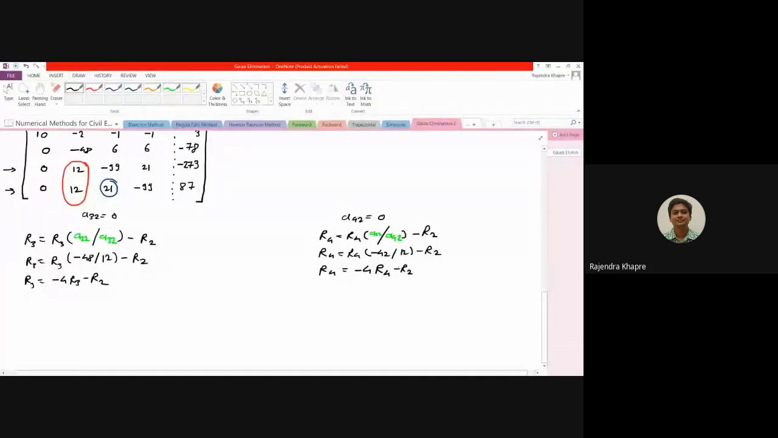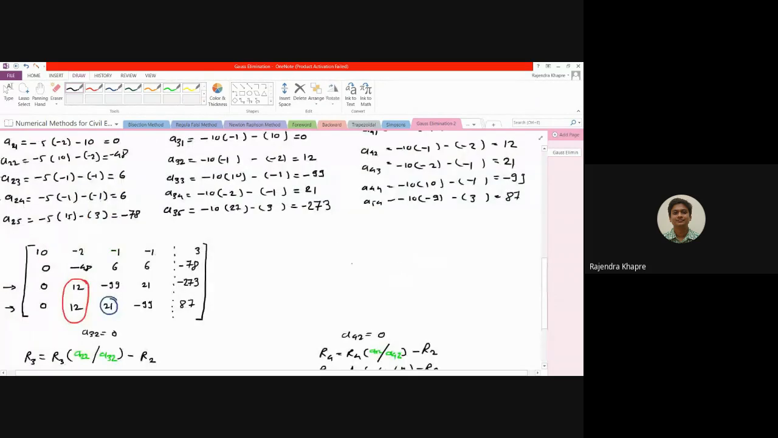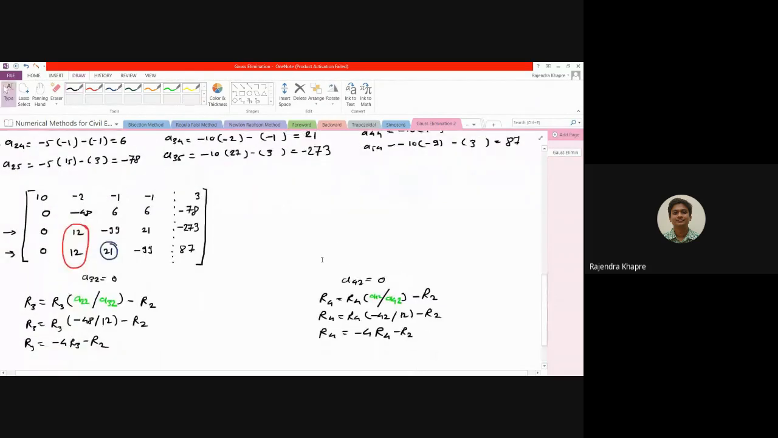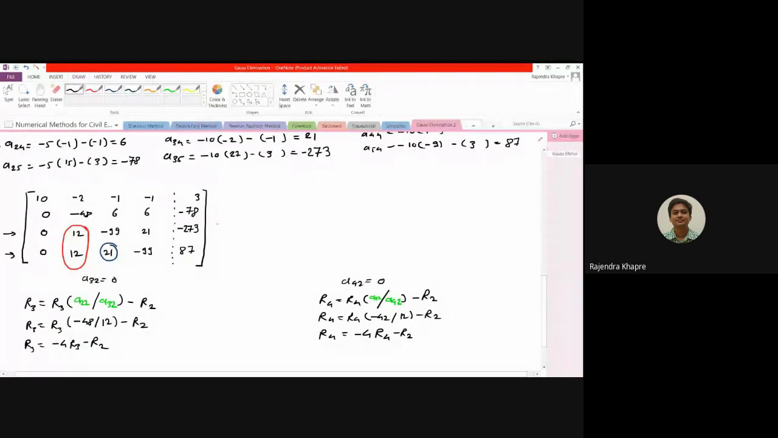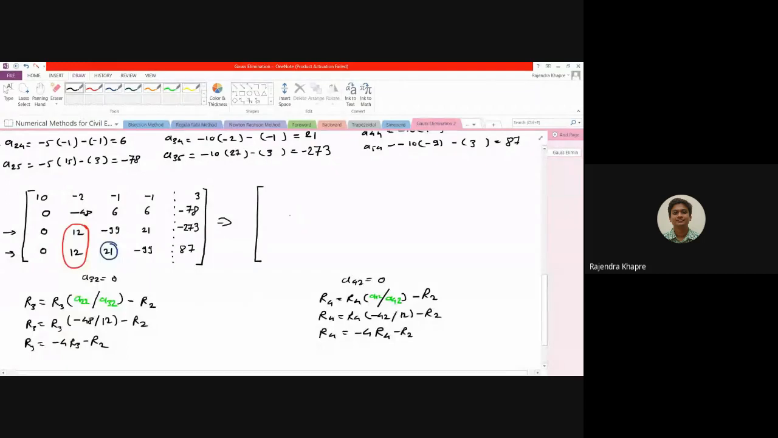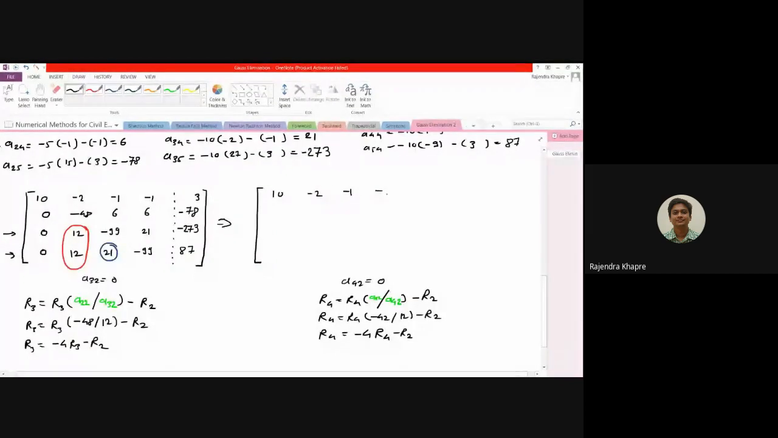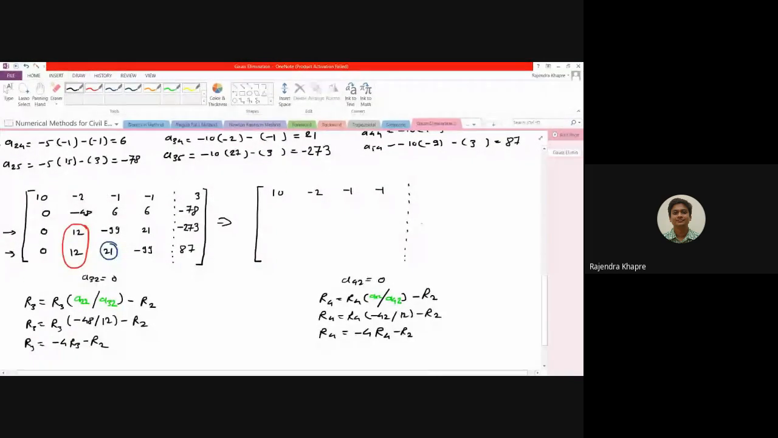So your original matrix is going to remain the same as far as the first row and second row are concerned. They are not going to change, because we are operating only on the third row and fourth row. So this will remain the same. This is 10, minus 2, minus 1, minus 1. Then we have the augmentation line, then we have 3. This will be 0, this will be minus 48, this will be 6, 6 and minus 78.